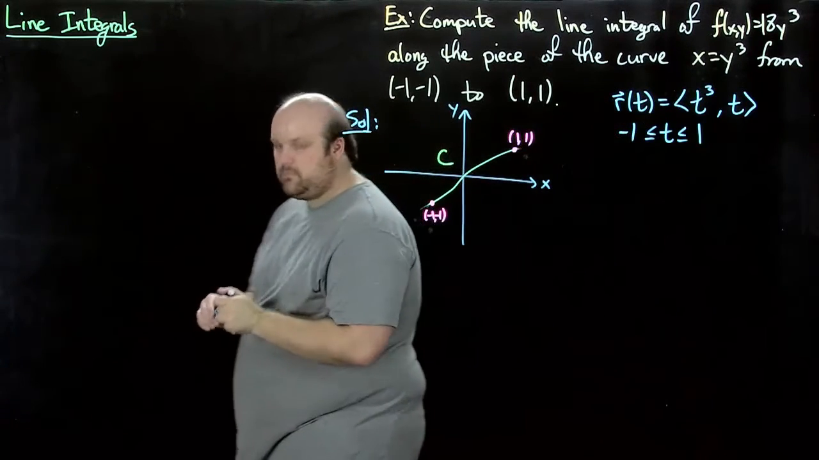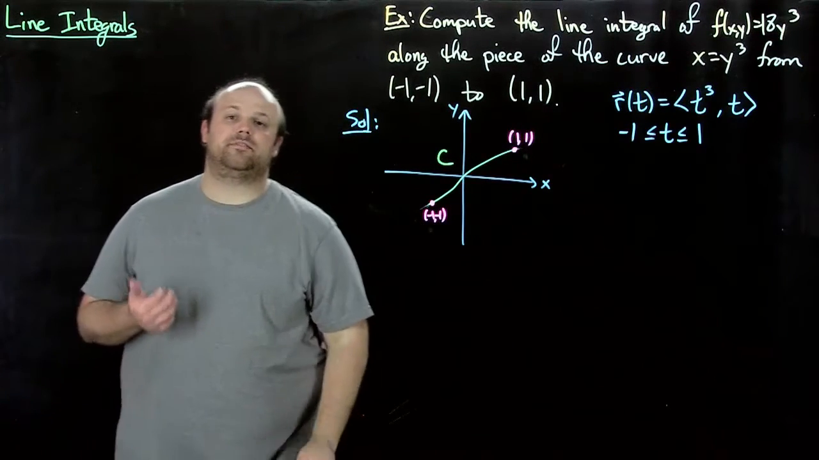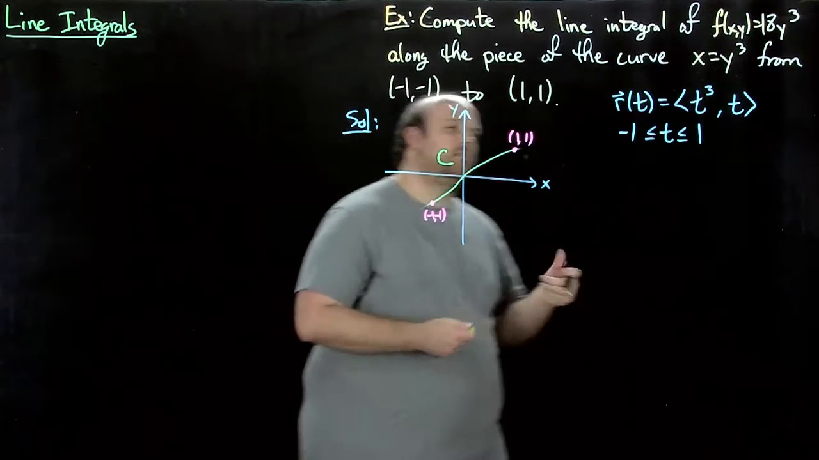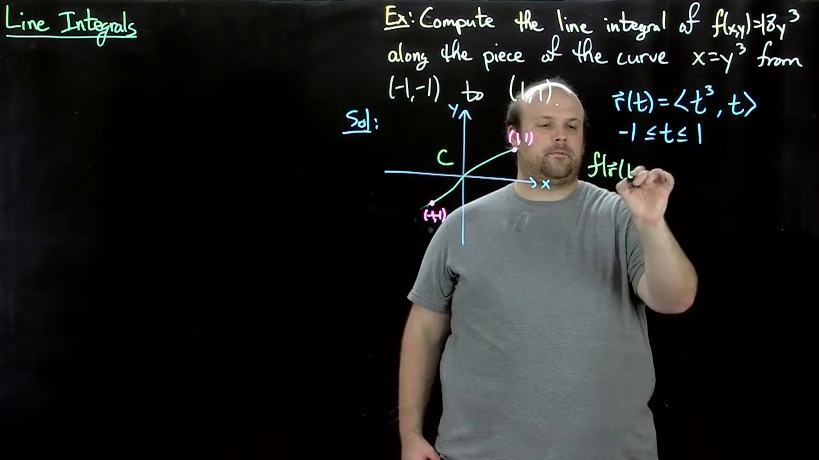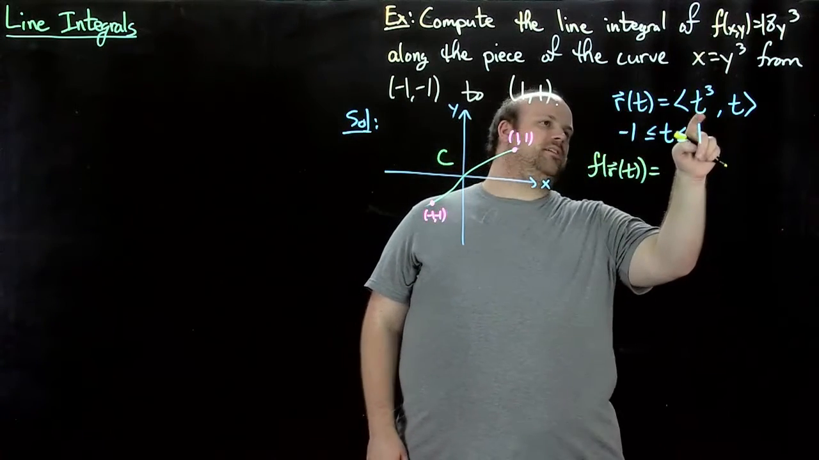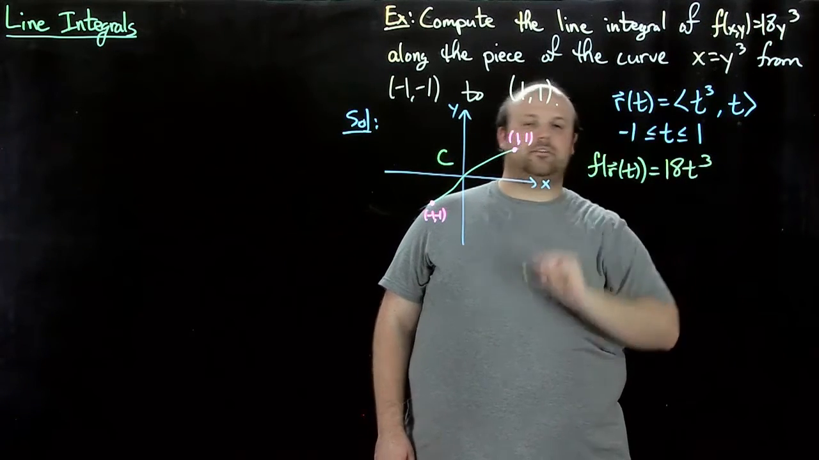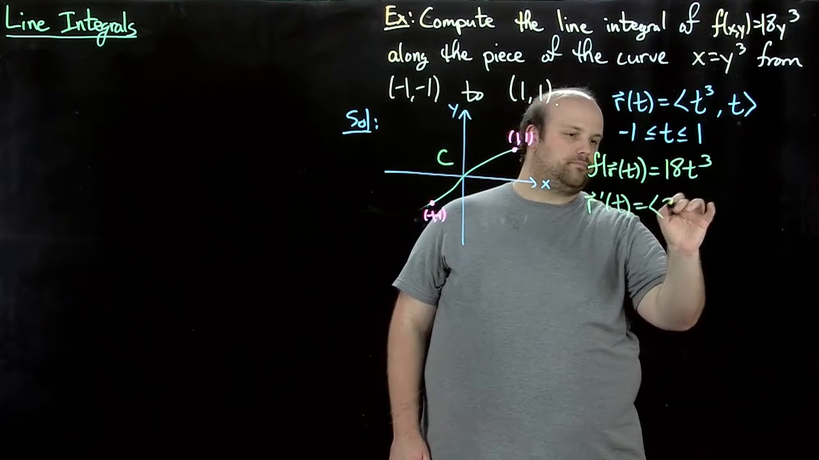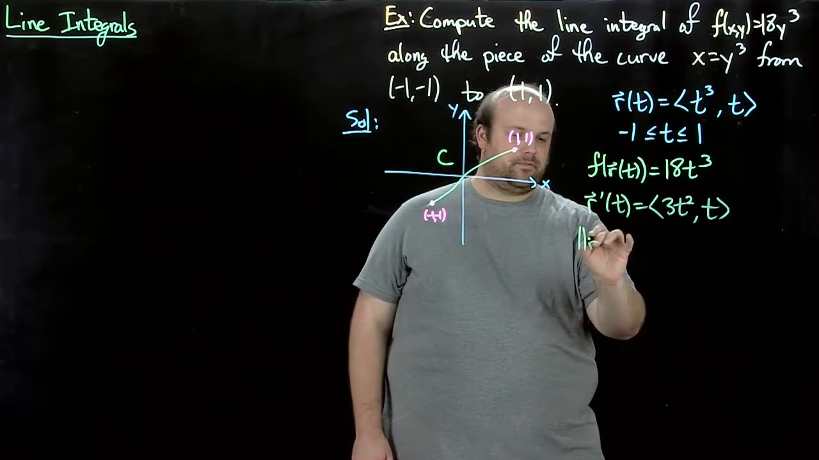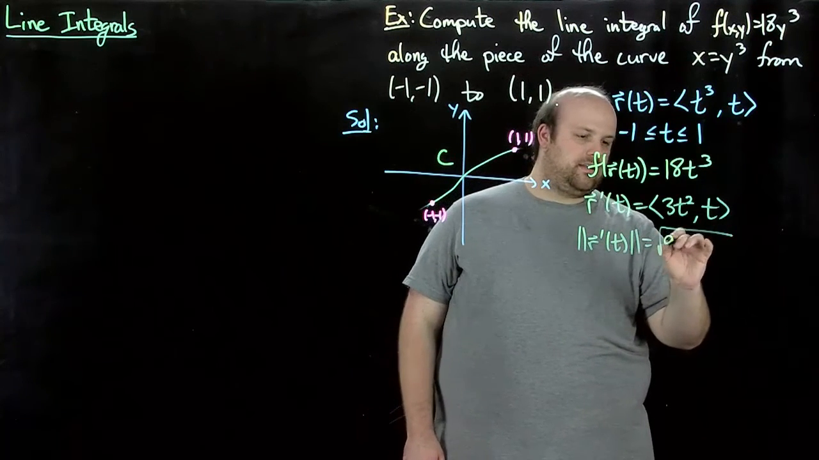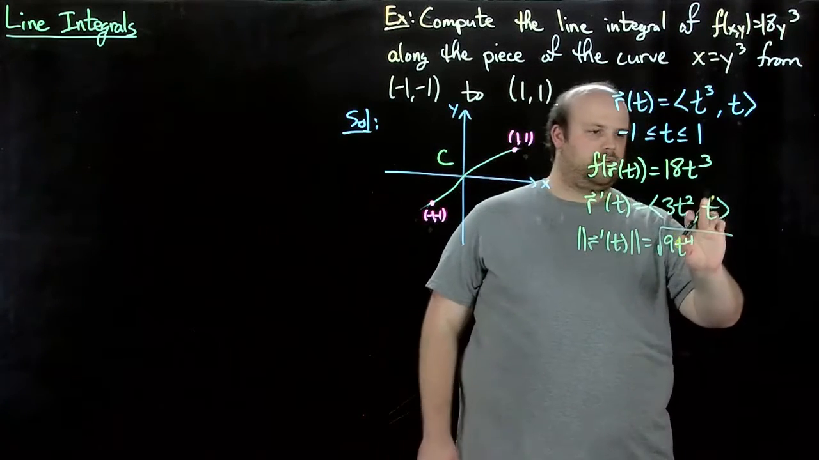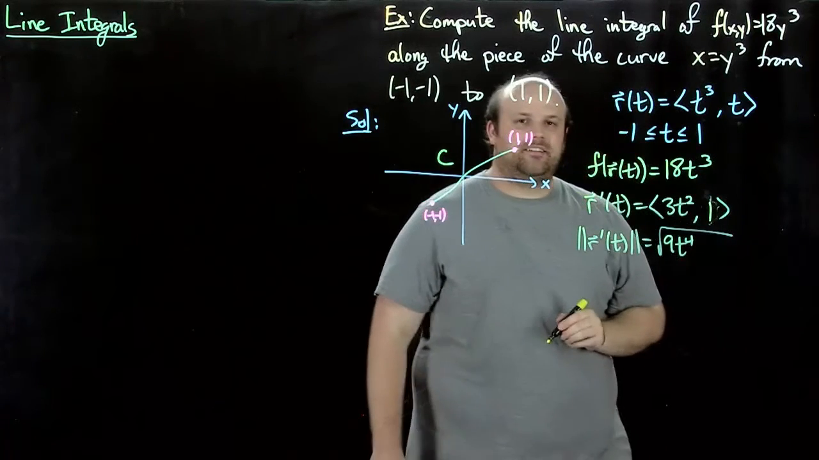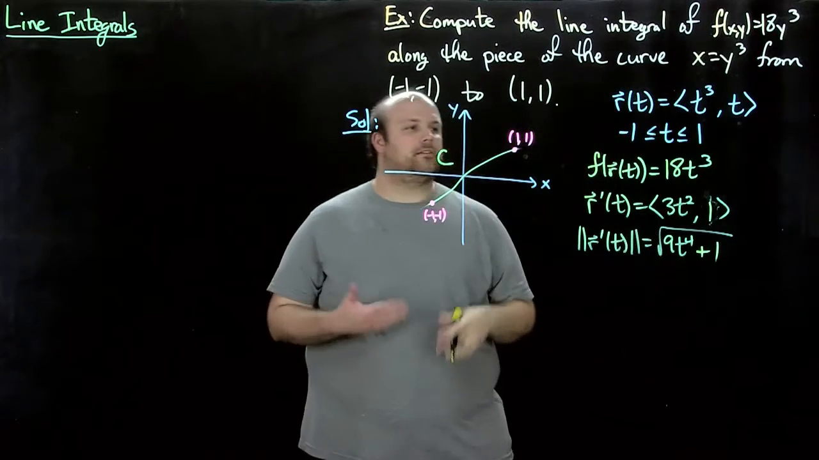Right? So what things do we need now? Well, we need the magnitude of the derivative, and then we need to plug that curve into the function f, and that's what we're going to be integrating. So let's start by taking f of r of t. It's 18y cubed. Here's the x, here's the y. So we're just going to end up with 18t cubed out of this. No big deal. Now we need the magnitude of the derivative of r. So first the derivative, 3t squared and 1. Sorry, this derivative should have a 1 here, because the derivative of t is 1, not t. The magnitude of that will be the square root of 9t to the fourth plus 1.